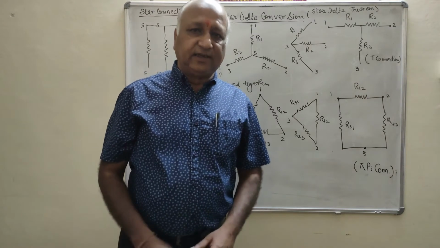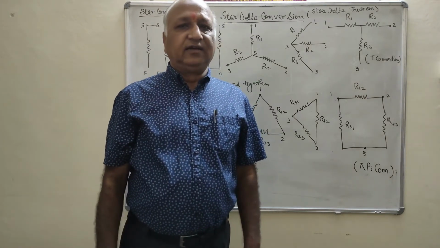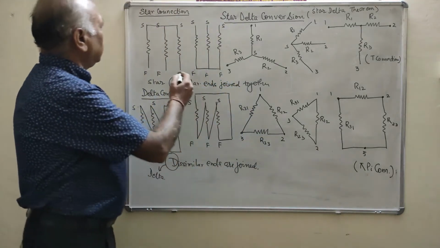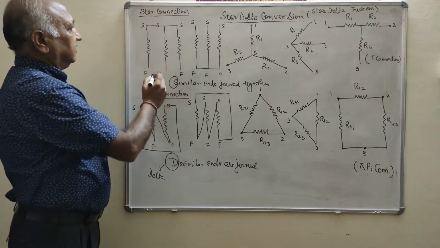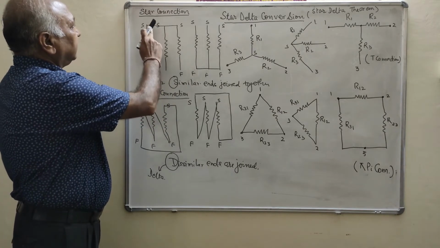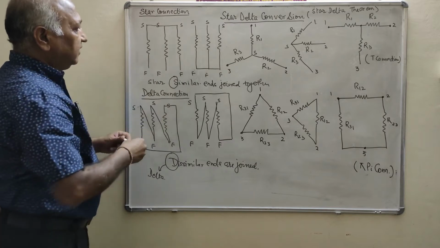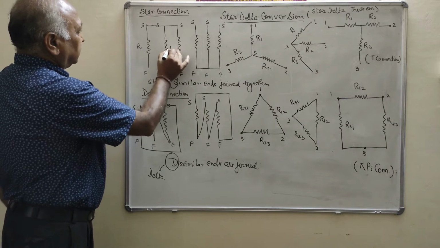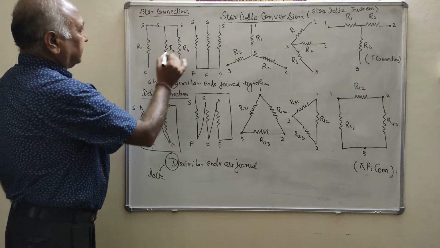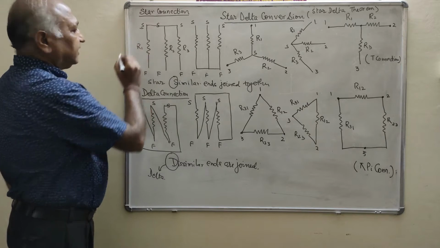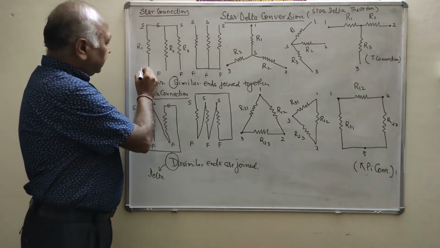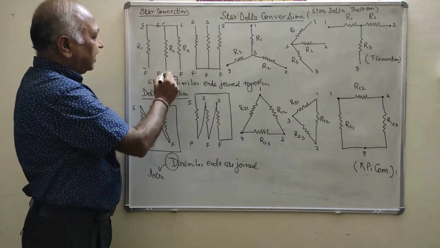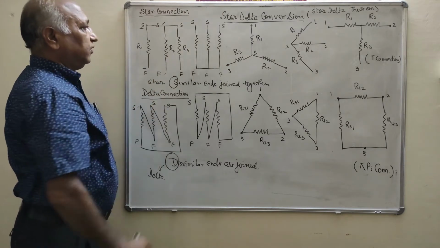First of all, we will see what the star connection is and what the delta connection is. See here, this is the star connection. Say there are three resistances: this is R1, this is R2 and this is R3. Here S is the starting point and F is the finishing point. Similarly for the second, S start, F finish, and so on.